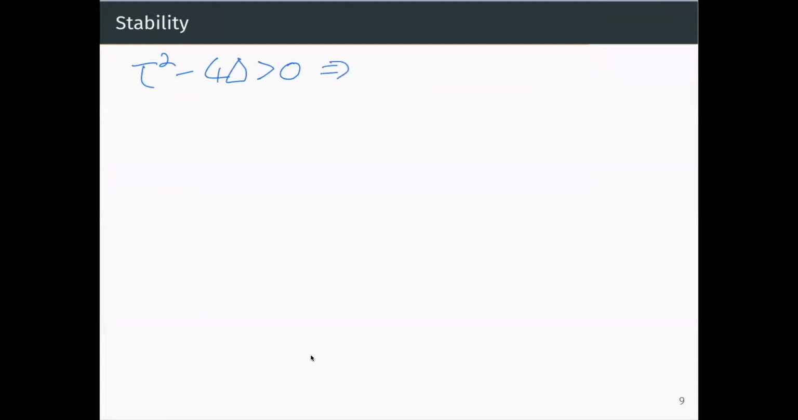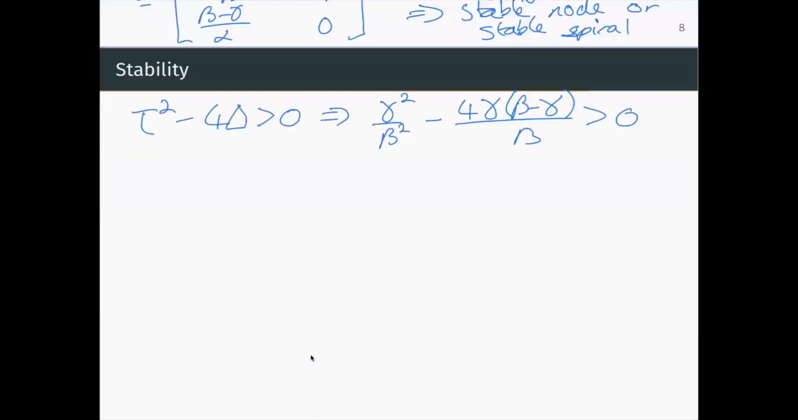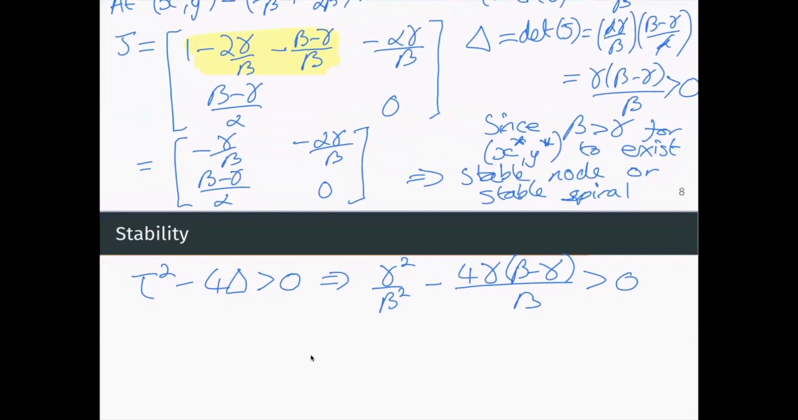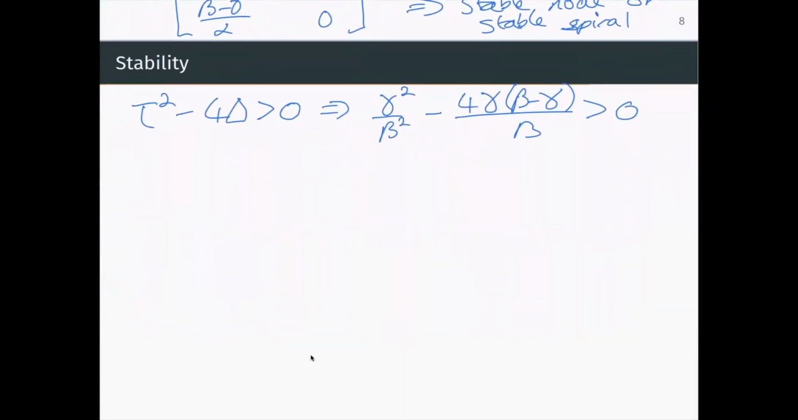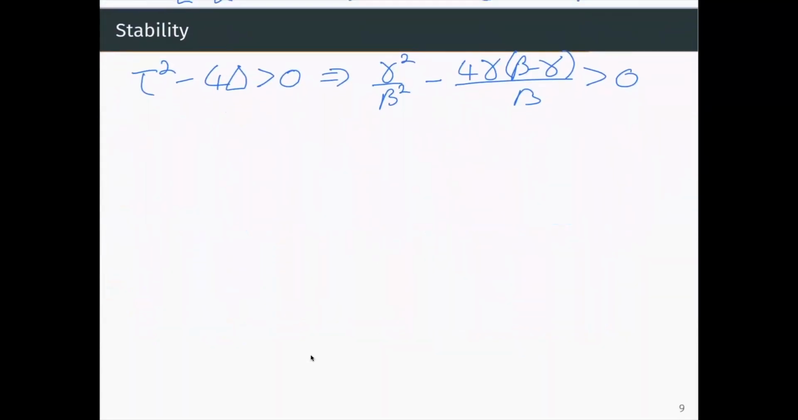So if we square our trace, we're going to have gamma squared over beta squared. And then if we subtract 4 times our determinant, 4 gamma beta minus gamma over beta. And this has to be greater than 0 for us to have real eigenvalues. So all I've done there is I've taken my trace and determinant from the slide before. I've taken the trace squared minus 4 times the determinant. I'm seeing when this is positive.